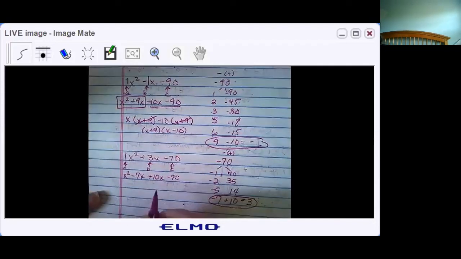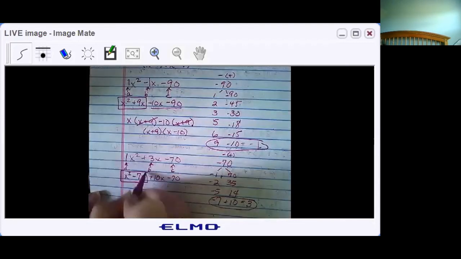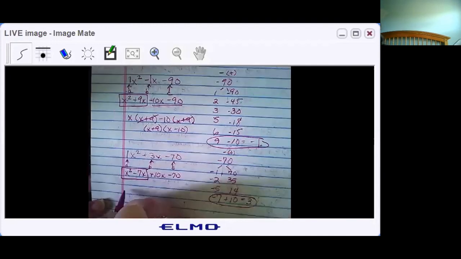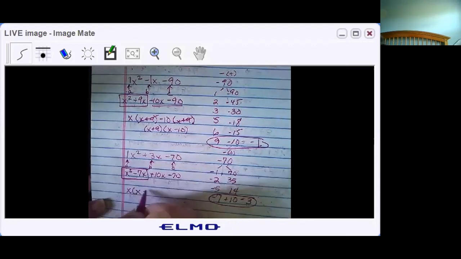Okay, now I'm going to put these two together. What do these two have in common? They have an x in common. So now I'm going to take out an x. x squared divided by x leaves x. Negative 7x divided by x leaves negative 7.